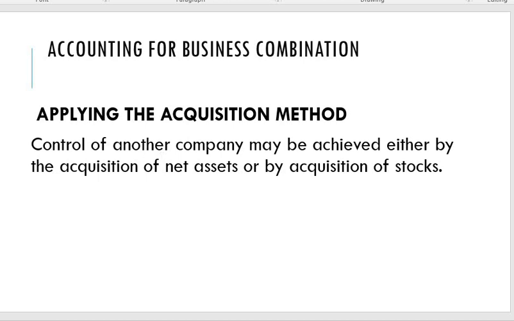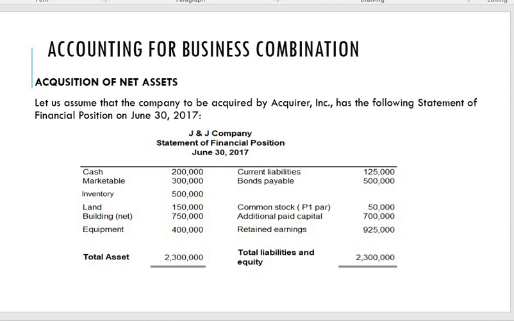Okay, so to discuss acquisition of net assets, let us assume that the company to be acquired by the acquirer, incorporated, has the following stated financial position as of June 30, 2017. Presenting here is the book value, or the stated financial position, of J&J company at book value. It shall be noted that the total assets and total liabilities and equity amount to 2.3 million.